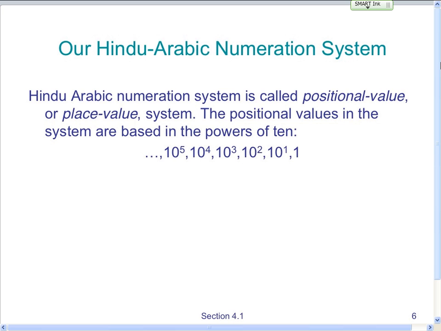So the first place of value is the ones place. The next one over is the tens place. The next one over is 10 squared, or the hundreds place, then thousands, 10,000s, etc. Notice what we're doing. We're raising the power of 10. So this is technically 10 to the 0, then 10 to the 1, 10 to the 2, 10 to the 3, 10 to the 4, 10 to the 5, and that will keep on going.